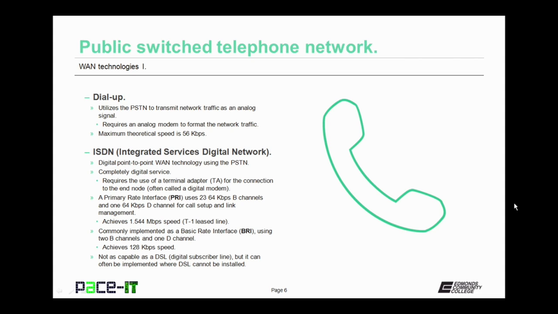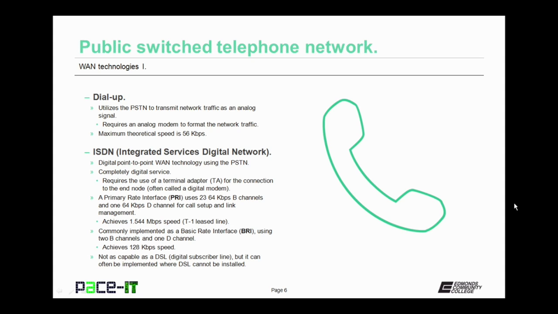It's not very fast. Then there's ISDN, Integrated Services Digital Network. ISDN is a digital point-to-point WAN technology that utilizes the PSTN. It's a completely digital service. It requires the use of a terminal adapter, or TA, to make the connection to the end nodes. This TA is often called a digital modem, but it's not. It's a terminal adapter. ISDN can use a primary rate interface, or PRI.